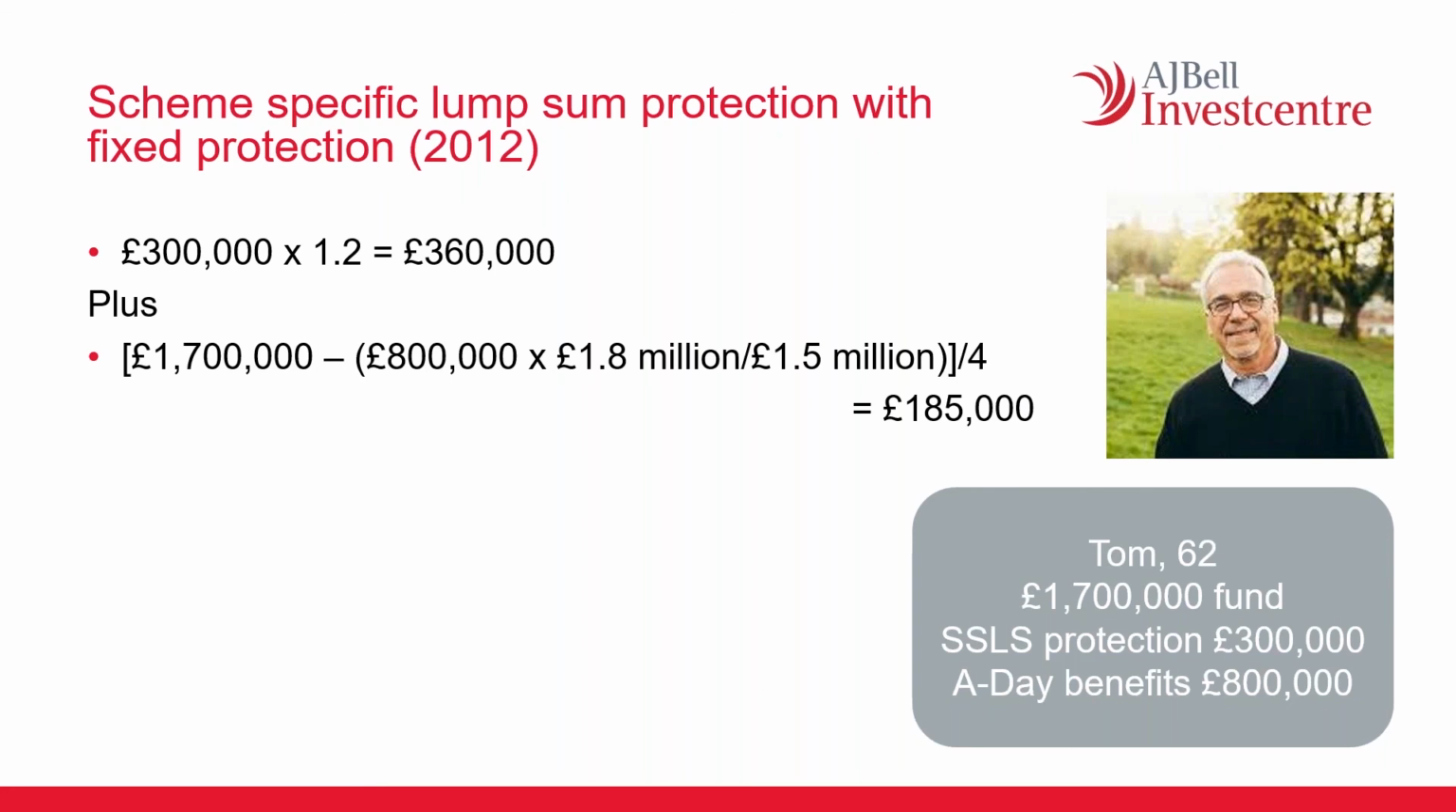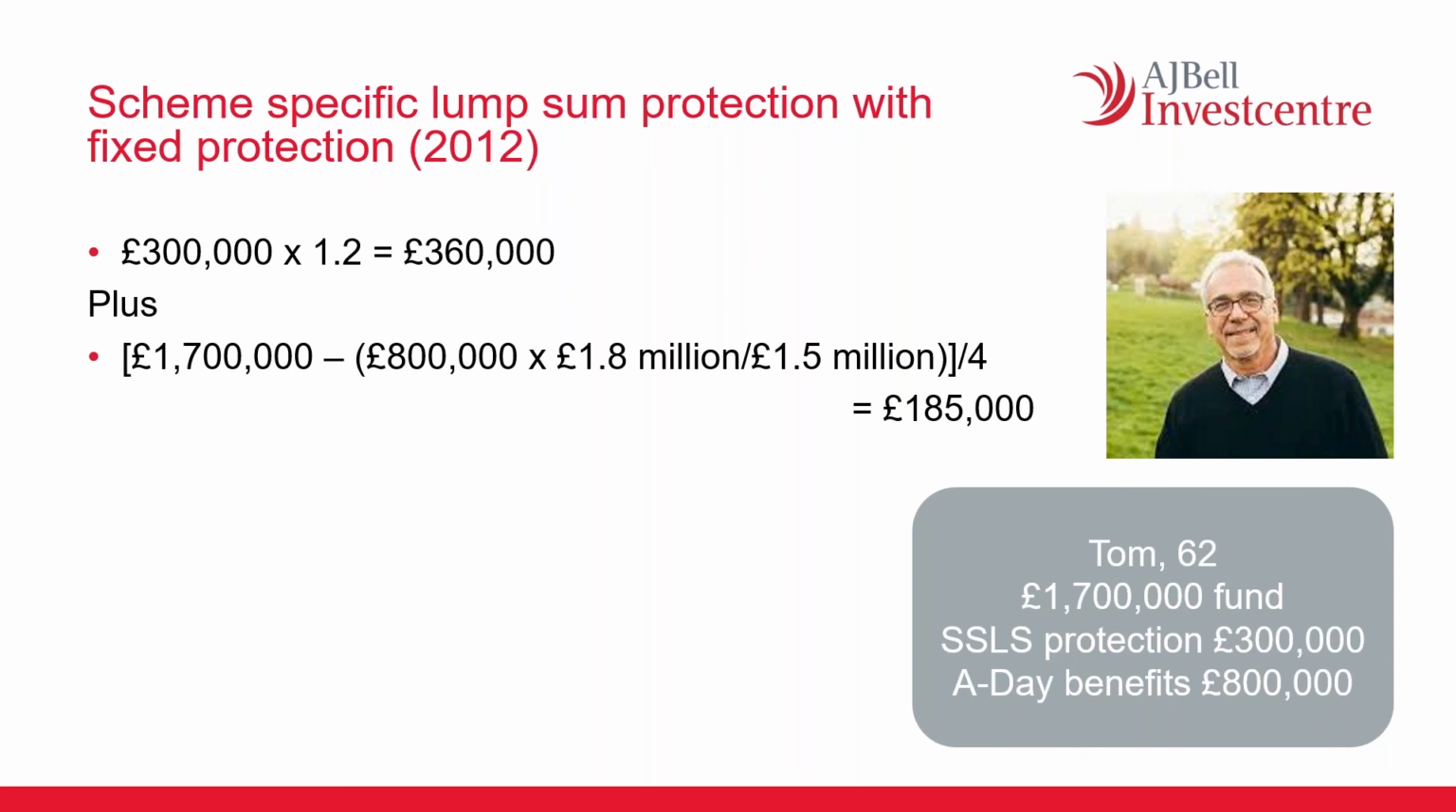The difference is when we work out the additional sum in relation to his post-A-Day benefits. So here we would use the 1.7 million, which is his total pension fund that he's crystallising now, because you have to crystallise everything at once. You can't do a partial, it has to be everything.